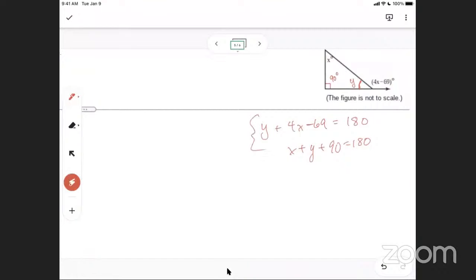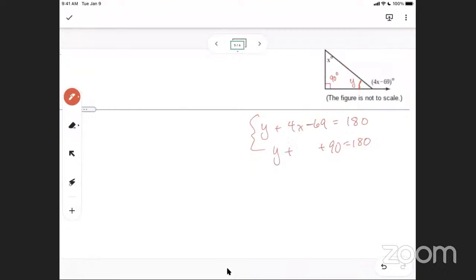Or you could also notice this, and they may have taught you this in your book somewhere. Do you see how this plus this equals 180? But do you see also how this plus this equals 180? Which is kind of like what I've written here. So y plus this equals 180, or y plus this equals 180. So you could say, hey, look, x plus 90 has to be equal to whatever this is. And that's actually the quickest way to do it.